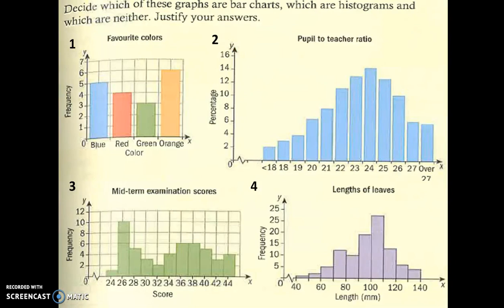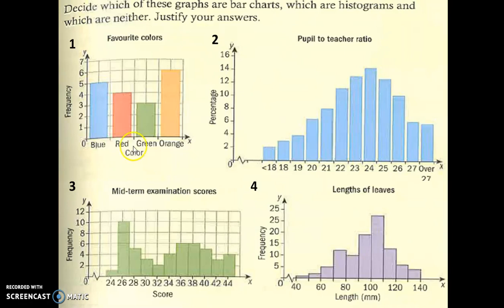So on here, your job is to look at these and decide, based on what you just saw, which of these are bar charts, which are histograms, and which are neither. So try that now for 1, 2, 3, and 4. What do you think?